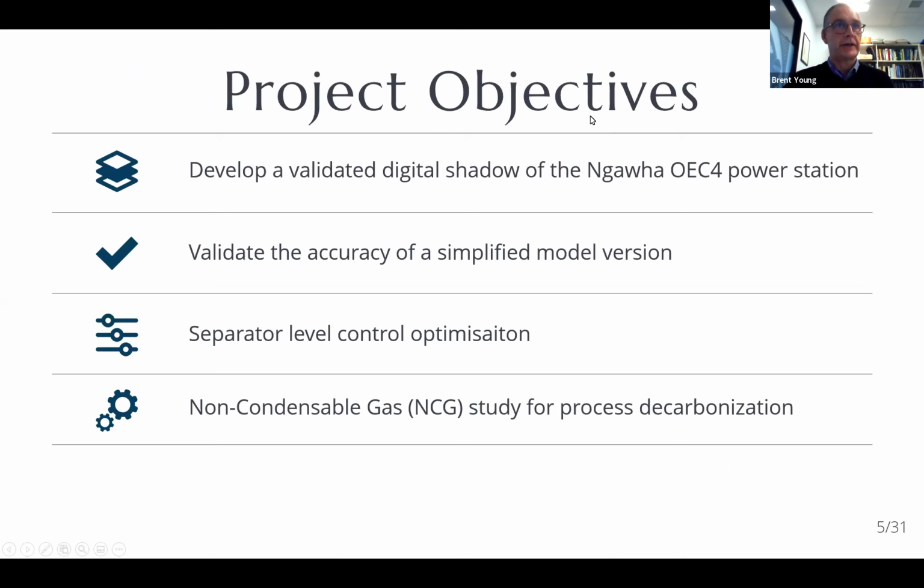So the project objectives are to develop a digital shadow, which requires development of a digital model of that power station that we saw before. We want to develop that model and validate the accuracy of it, then look at using it to optimize the operation of the plant and look at decarbonisation and what we can do with the non-condensable gases using that model.